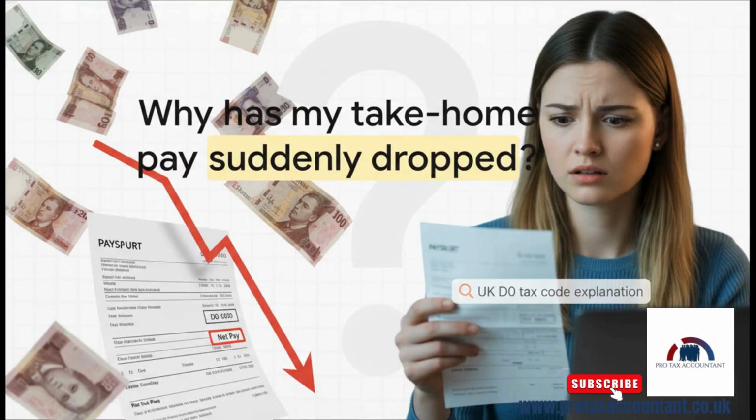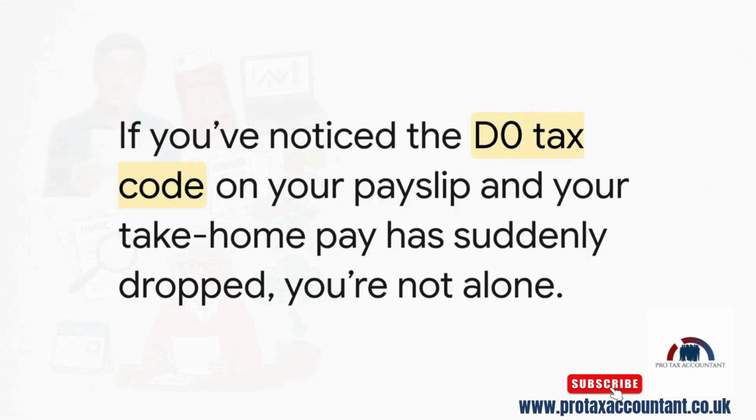So, let's go back to that moment. You've got your payslip, you're expecting your usual amount to hit the bank, but it hasn't. Your take-home pay has taken a nosedive. It's a horrible feeling, right? And it immediately gets you thinking, hang on, where has my money gone? And nine times out of ten, the answer is sitting right there on your payslip, hiding in plain sight in that little box called tax code.